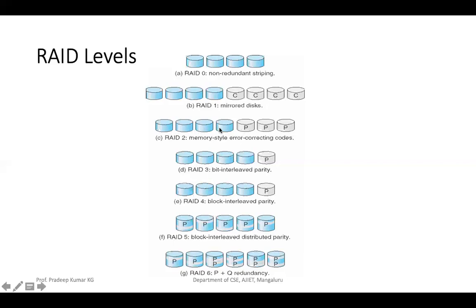Consider 1, 2, 3, 4 disks over here. So the replication is maintained, and if something happens, what should be done? That is written over here: error correcting codes. Then we know something called interleaved parity. RAID 3 follows bit interleaved parity setup, and RAID 4 is block interleaved parity. RAID 5 is block interleaved distributed parity.